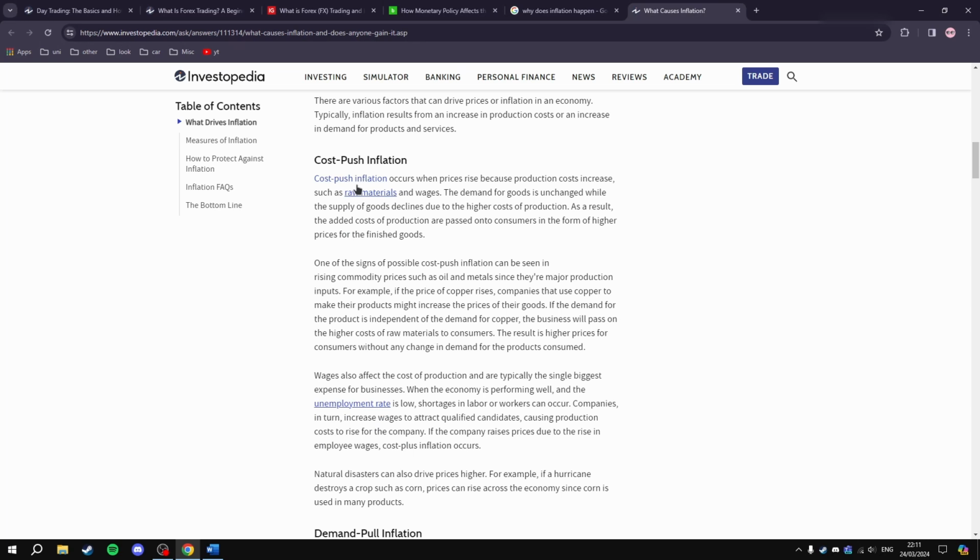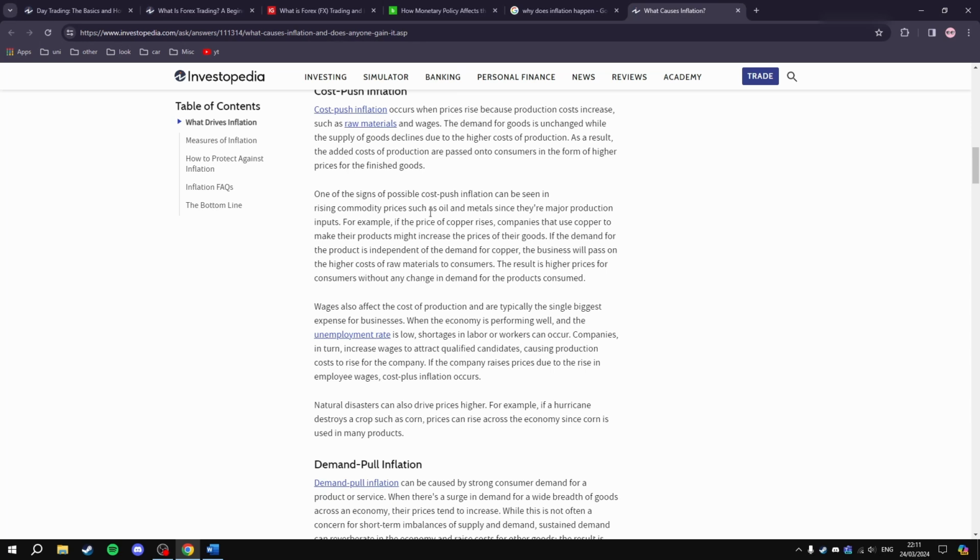Cost push inflation. Cost push inflation occurs when the price rises because of production cost increases, such as raw materials and wages. The demand for goods is unchanged while the supply of goods declines due to the higher cost of production. As a result, the added costs of production are passed on to consumers in the form of higher prices for the finished goods.